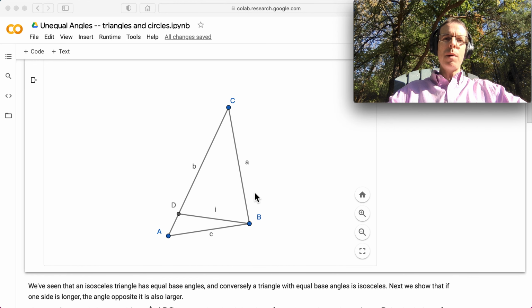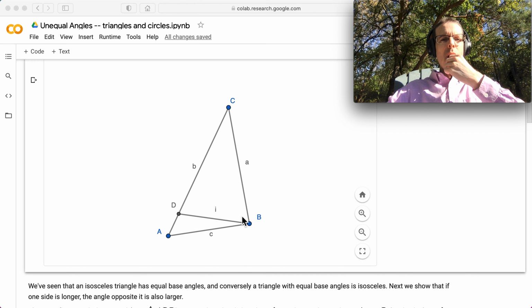Does it correspond to the relationship between the angles? Notice in this picture of the triangle ABC, angle A is smaller than angle B, and the side opposite angle A is shorter than the side opposite angle B. Will that always happen? Let's prove that it will. So let's take an arbitrary triangle ABC in which the side B, that is AC, is greater than the side A. And what we'll prove is that the angle opposite the side B is also going to be greater than the angle opposite the side A.